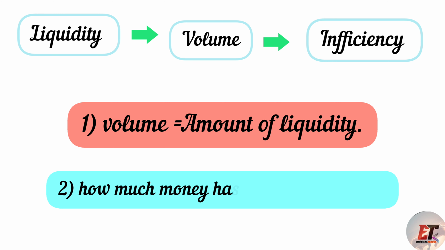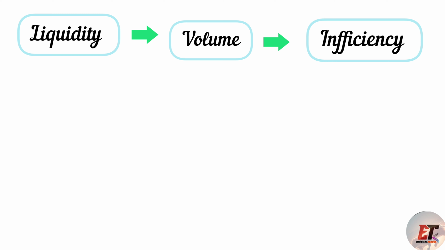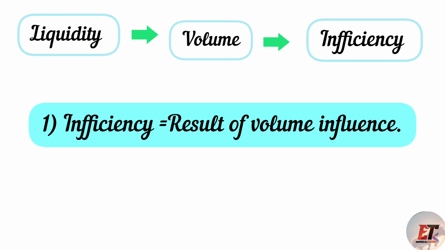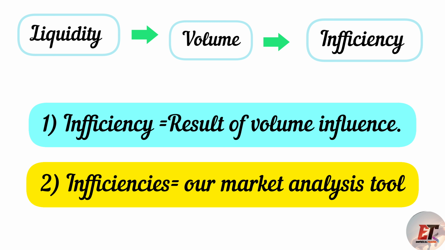The second most important element, the foundation of all our market logic and strategy, is volume, which directly reflects the amount of liquidity entering the market. In other words, how much money has entered the market. And the third element is inefficiencies, which are formed as a result of the influence of volume on price. They are graphical representations of volume at a specific moment in time, depending on the time frame. Inefficiencies will be our tools through which we will look at the chart and do our analysis.